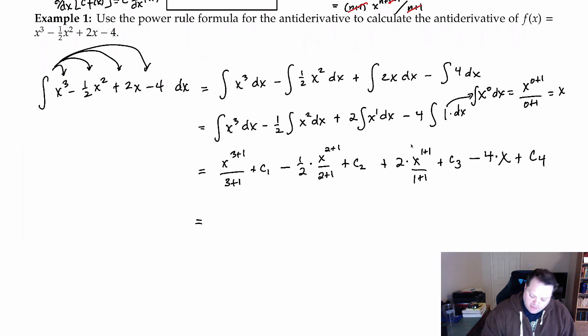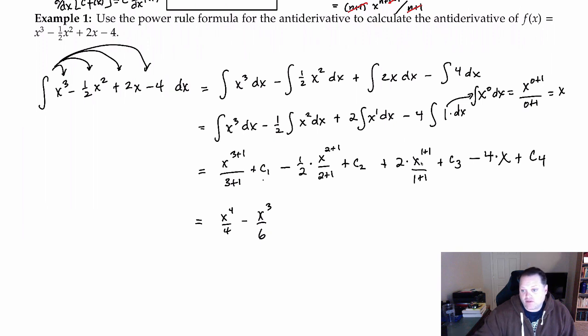Okay, so let's simplify everything we have at this point. This will be x to the 4th over 4. I'm going to collect all the constants at the end. So this will be minus, you have x cubed over 3. 2 times 3 is 6. So this will be x cubed over 6.